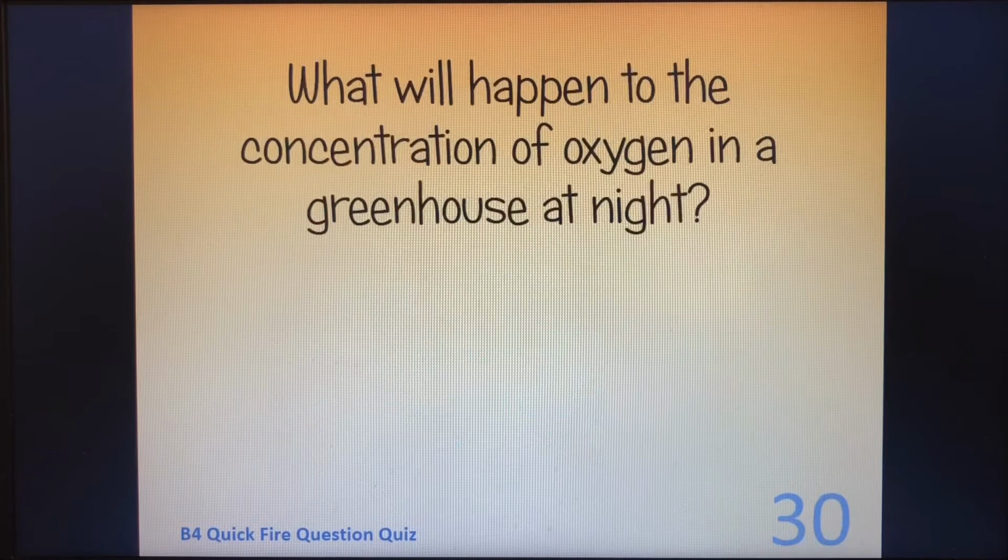Okay, question 30. What will happen to the concentration of oxygen in a greenhouse at night? Tricky one. Think through the process again. What do I know is happening at night? Is there photosynthesis? Is there respiration? Which one's greater? Which one produces oxygen? Will it be high? Will it be low? So what will happen to the concentration of oxygen in a greenhouse at night?